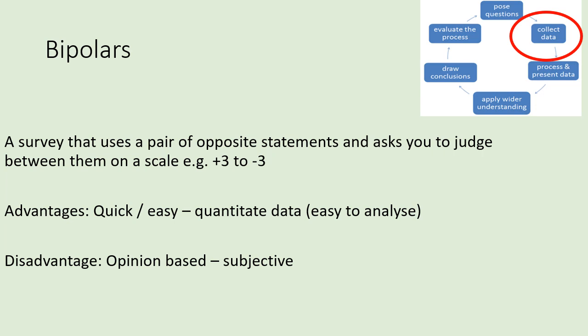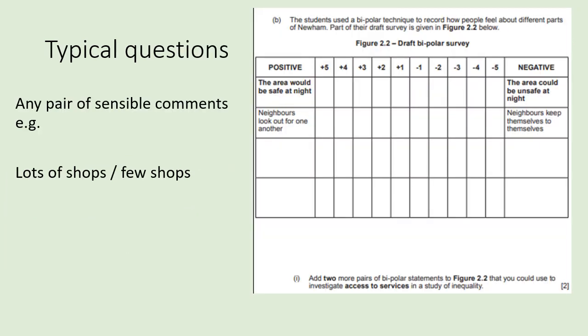What would this look like in an exam? Well, it nearly always looks like this. Here's a bipolar. Here are some blank rows, fill them in. And what you have to remember is that you need a positive and a negative. So this one, read the question. It says, the students used a bipolar technique to record how people felt about different parts of Newham. Part of the draft survey is given here, and 2 more pairs of bipolar statements that could be used to investigate access to services in the study of inequality.